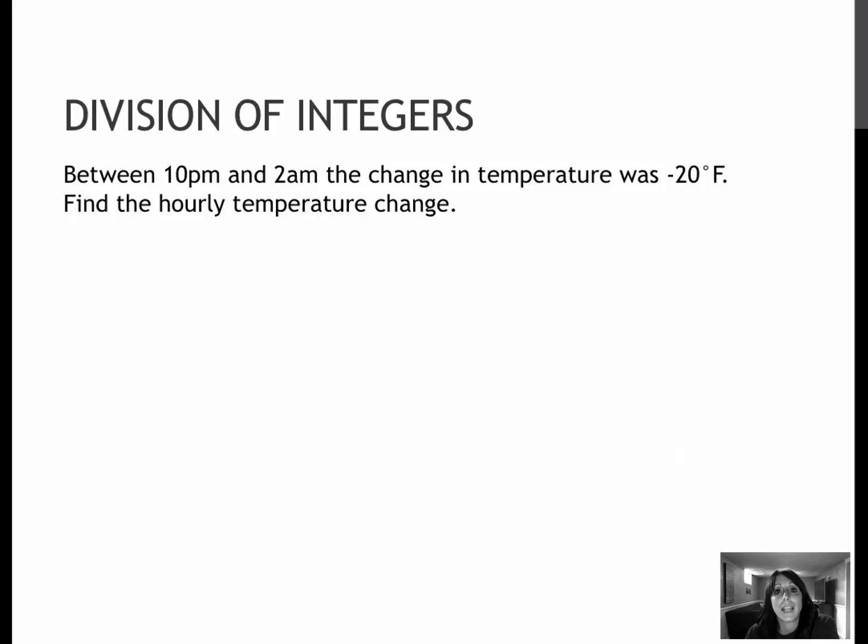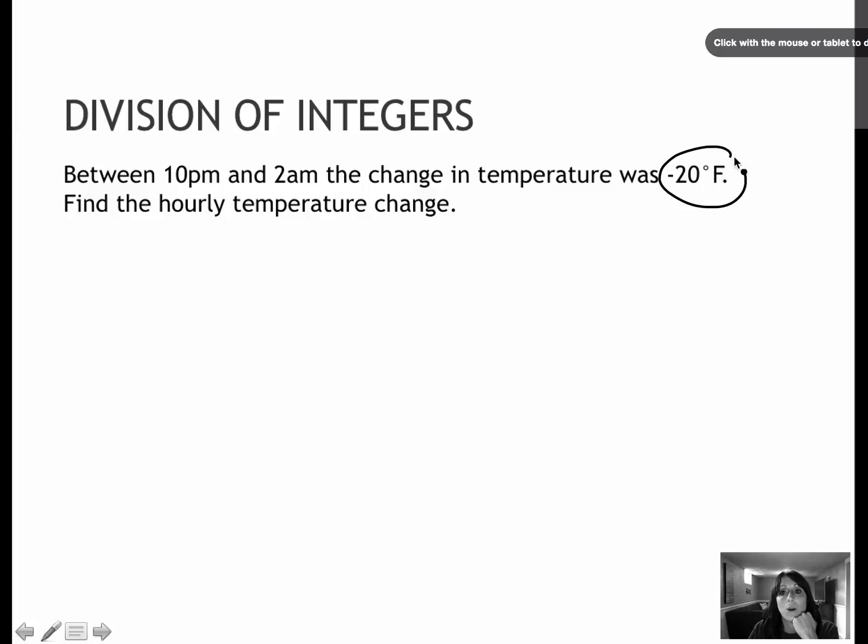This is more of an application question. So we're saying between 10 p.m. and 2 a.m., so over 4 hours, so from 10 to 11, 11 to 12, 12 to 1, 1 to 2, the change in temperature was negative 20 degrees Fahrenheit. So the temperature dropped 20 degrees. Find the hourly temperature change. So we're finding basically an average temperature change.